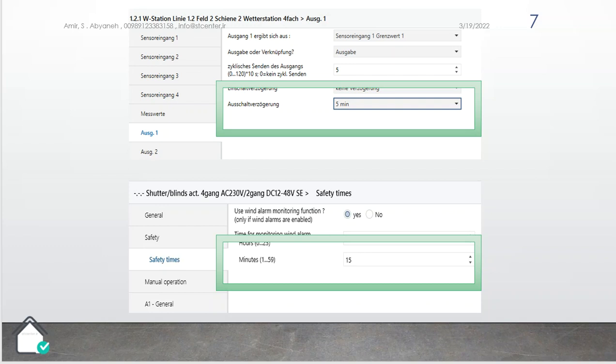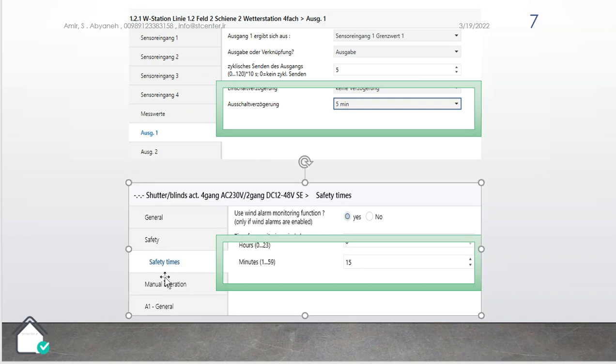Okay, here is an example of how we select the sampling time interval of the sensors and the receiving on the actuator side. So if we send the data every 5 minutes from the sensor, in the actuator we receive it every 15 minutes. This is a rule of thumb in KNX systems and we recommend following it.